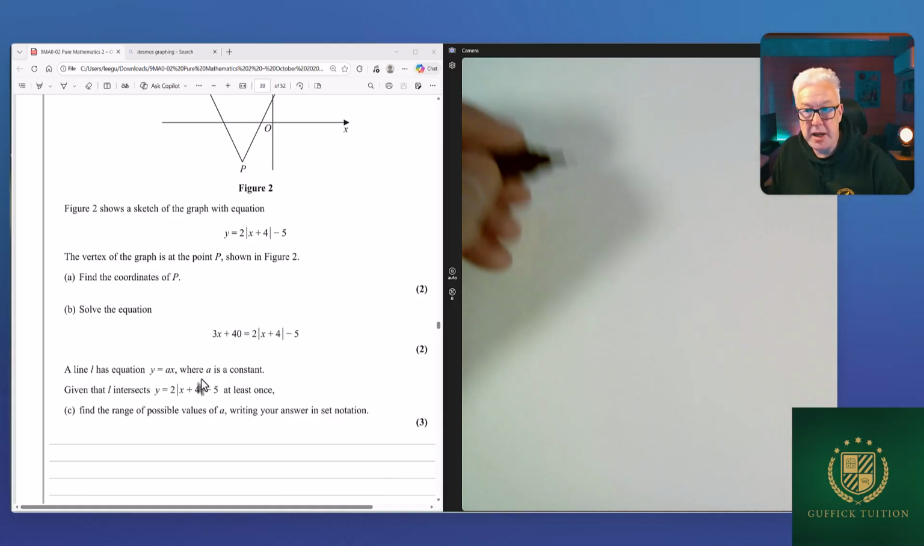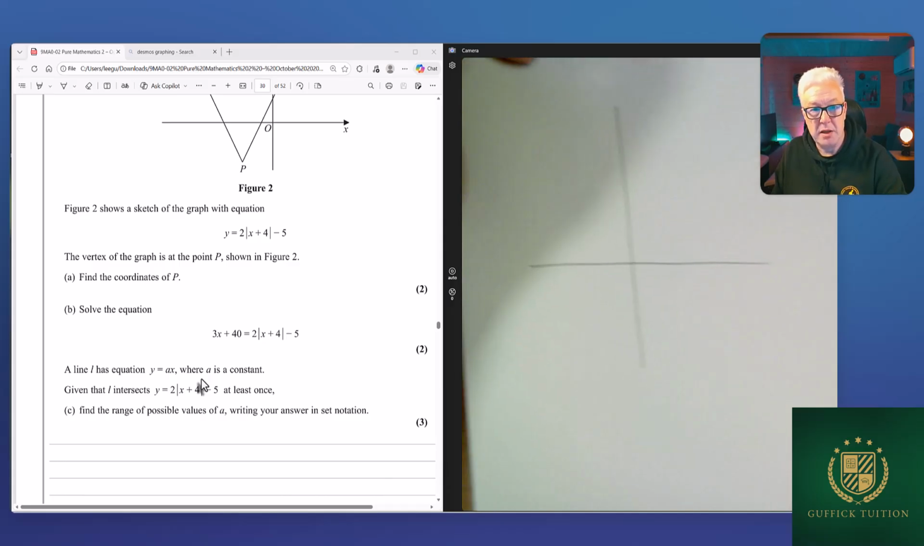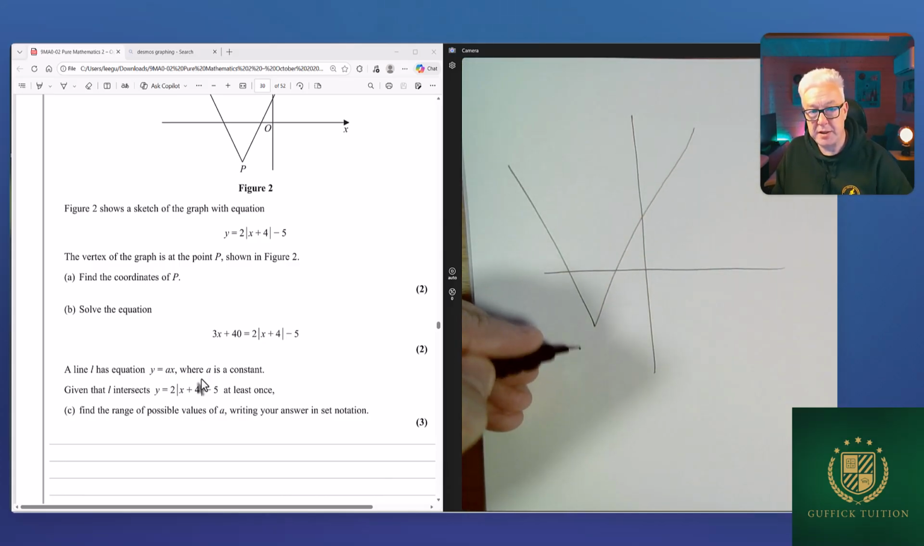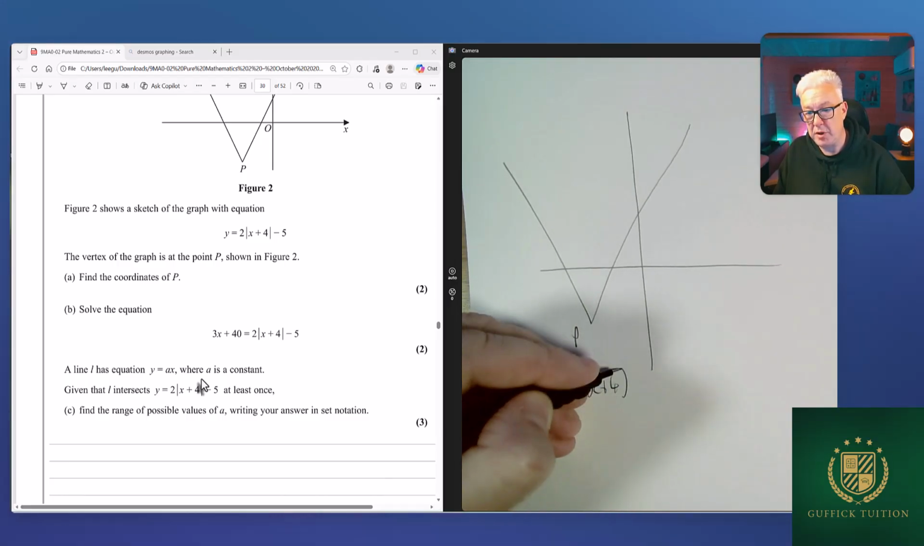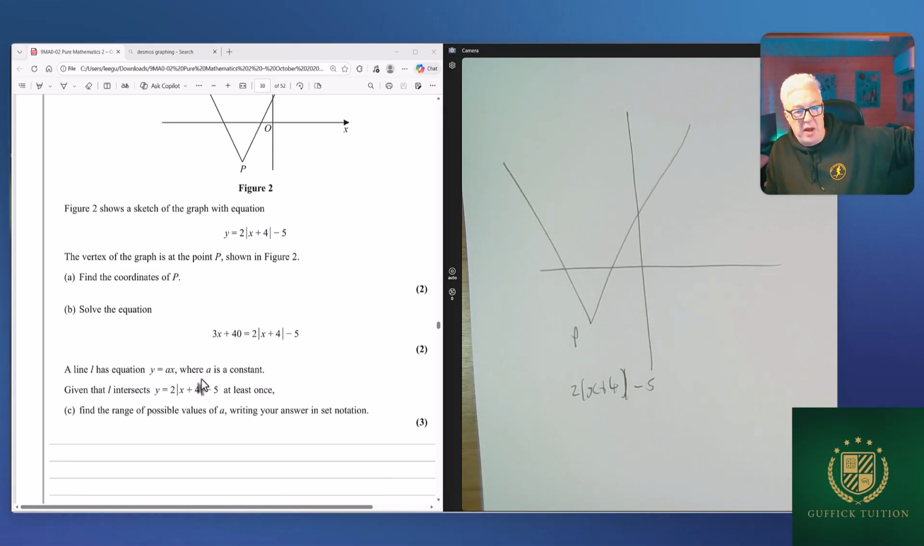So it says a line L has the equation y is equal to ax. I feel like I need to get a little bit of a sketch going here to illustrate what's happening. Okay, so there's our graph from the question, y equals 2 times the modulus of x add 4, minus 5. Okay, now what does it say? It says the line has the equation y is equal to ax, where a is a constant, given that L intersects the curve at least once. Find the range of possible values of a, giving your answer in set notation.